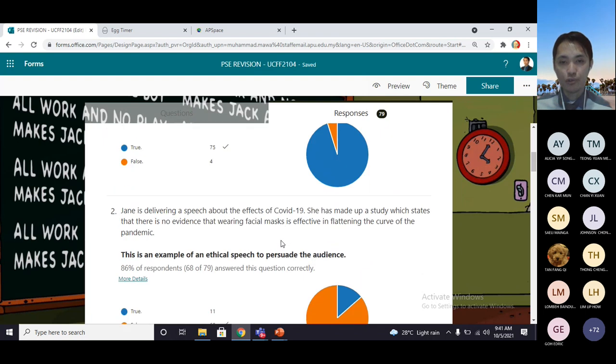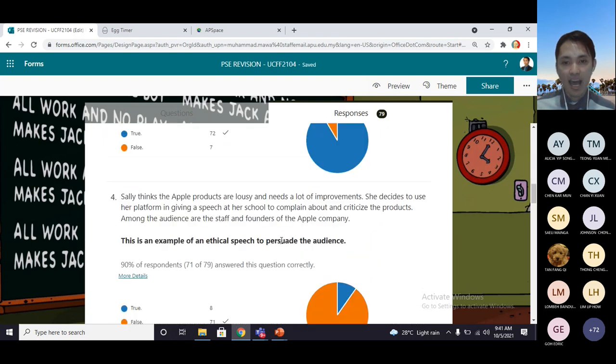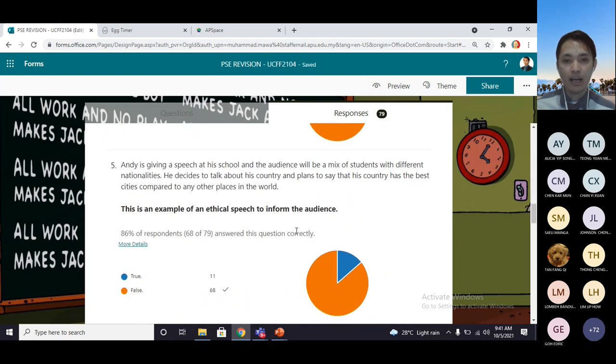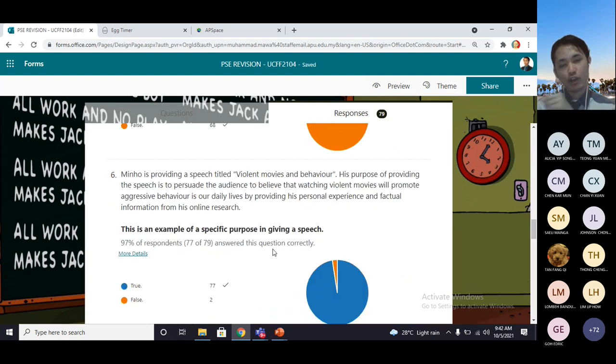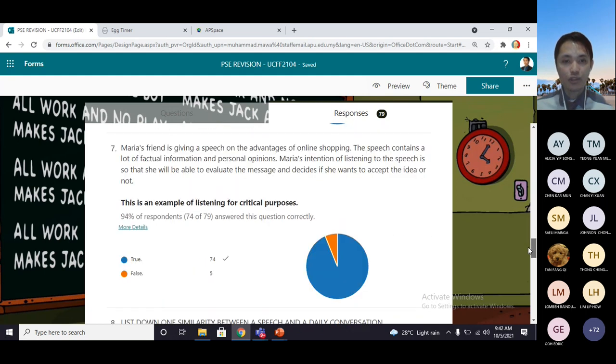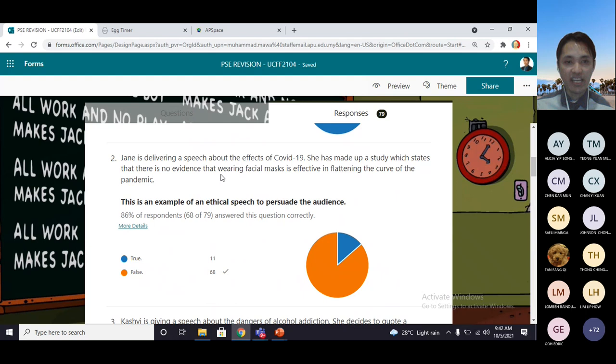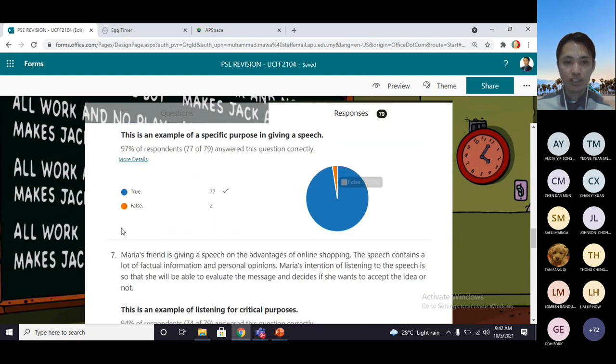Or what I'm going to do as well, let's say I give you a theory. Let's say I tell you to identify which of the situations is critical listening, and then you have to identify which situation falls under critical listening. So it will be similar to question number 1 to 7 of what you did today.